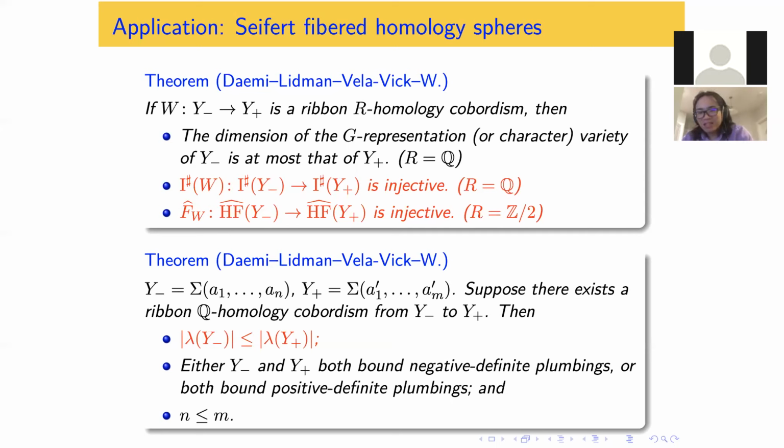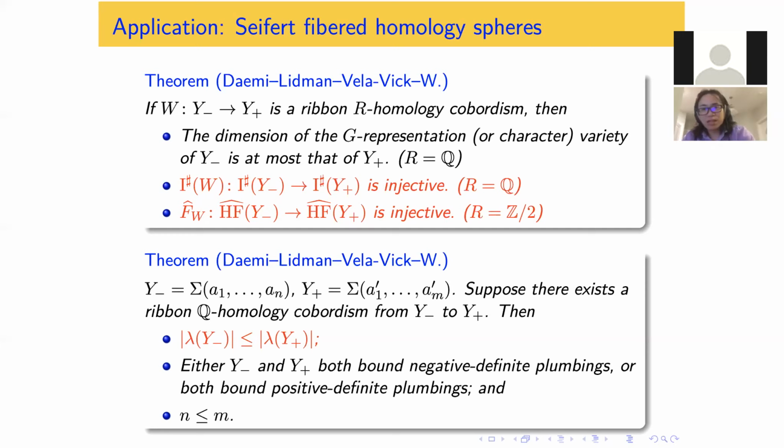The astute audience member might realize that, well, for Heegaard Floer homology, you need Z mod 2 homology cobordisms, whereas in our theorem you have the more general Q homology cobordisms. But in fact, that's not an issue, because ribbon Q homology cobordisms between Z homology spheres are all ribbon Z homology cobordisms. So you can use either instanton or Heegaard Floer homology, and the proof is simple.